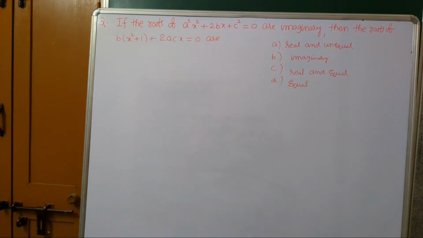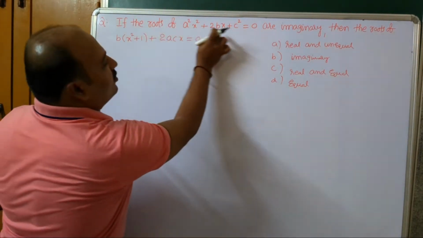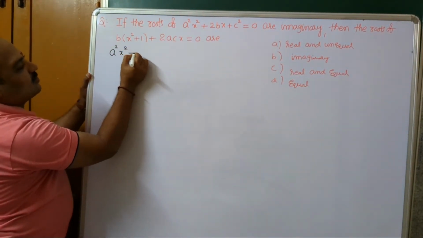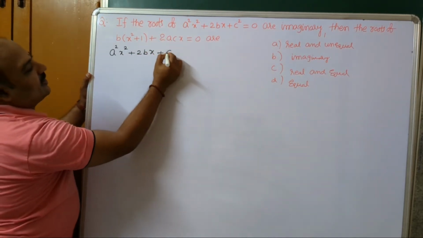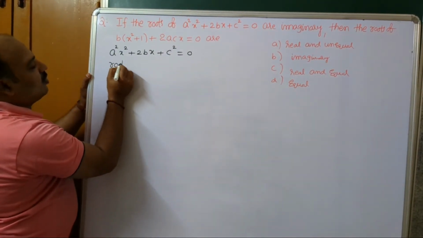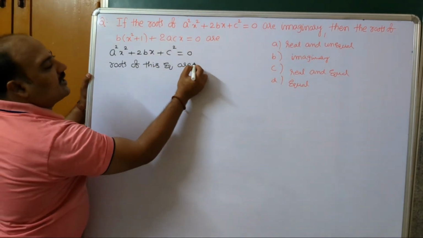Equal means only real roots. So how to do it? This is a conceptual based question. First, you write the quadratic equation. For the first quadratic equation, roots are what? Imaginary. So first quadratic equation, a square x square plus 2bx plus c square equal to 0. Roots of this equation are imaginary.